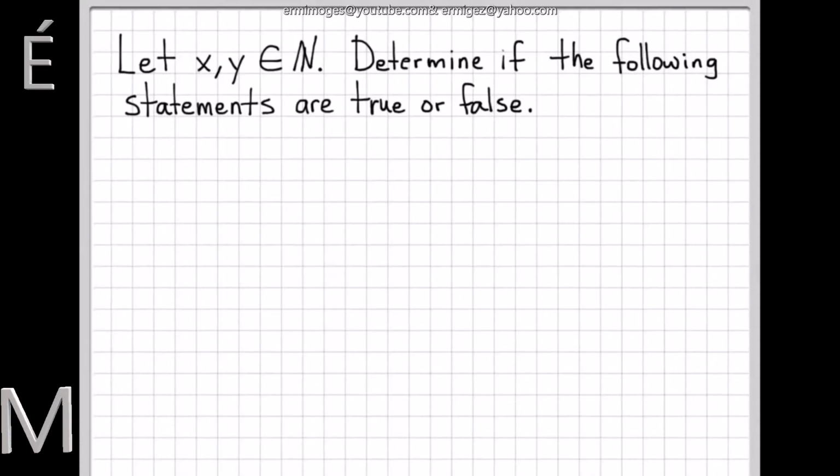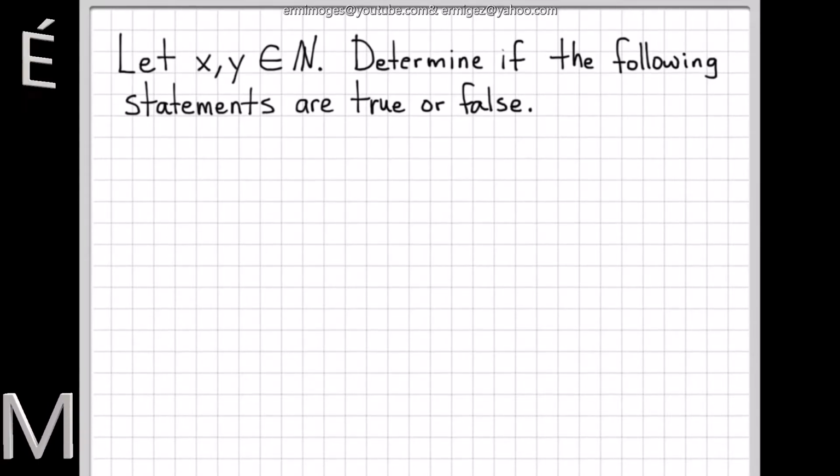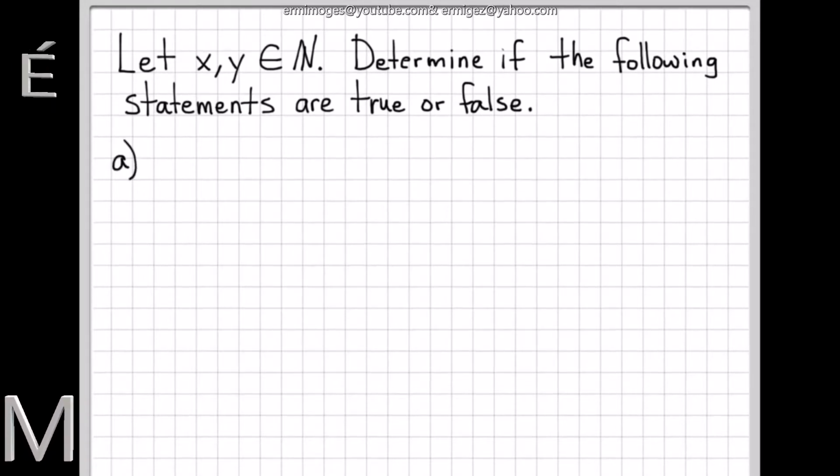In this problem, we're going to investigate a whole bunch of statements and determine if these statements are true or false statements. We've worked problems like this before. The difference with these statements is they involve the quantifiers that we've been investigating, things like for all and there exist. So here in part A, let's look at this statement.